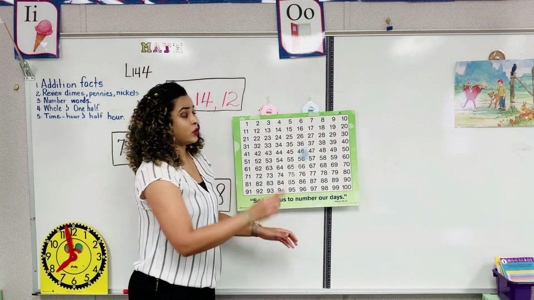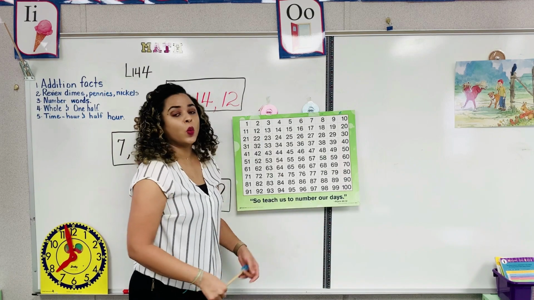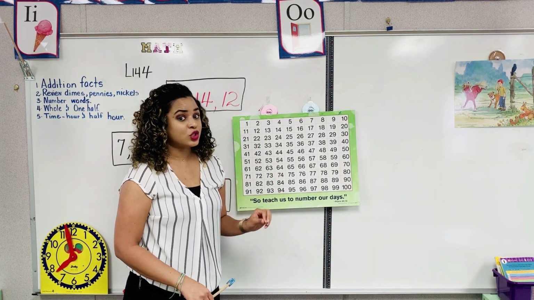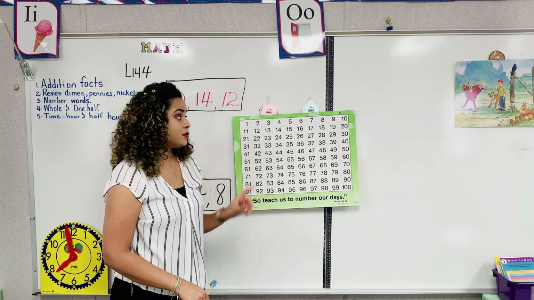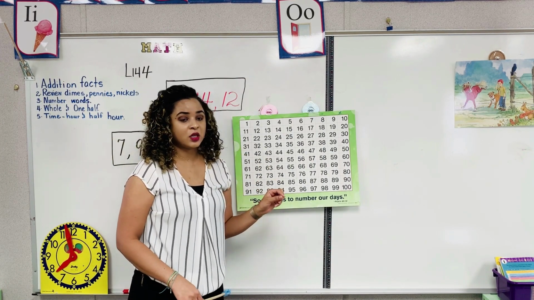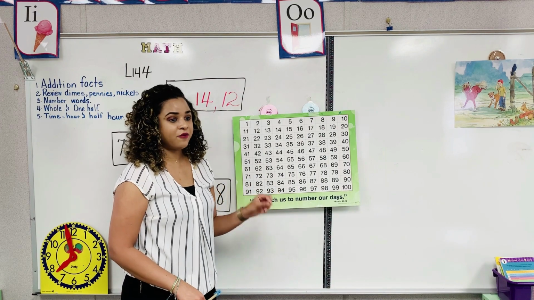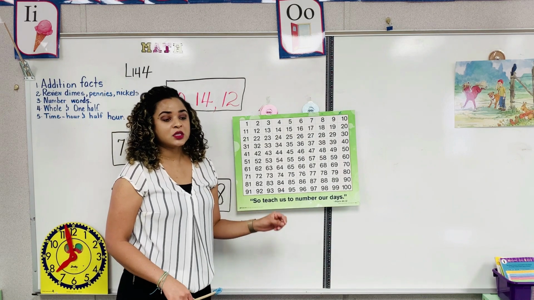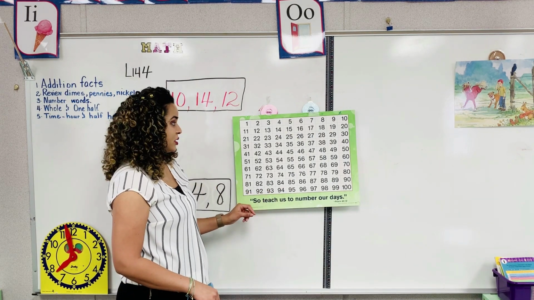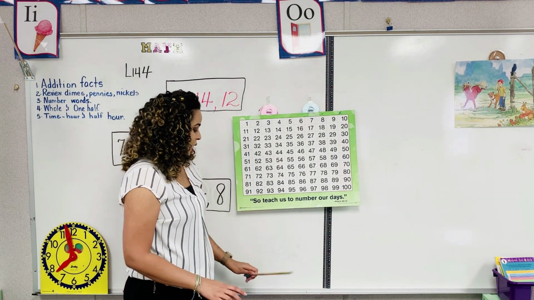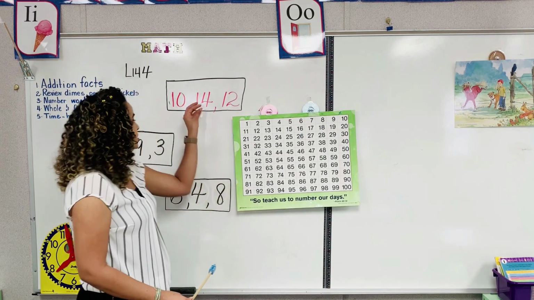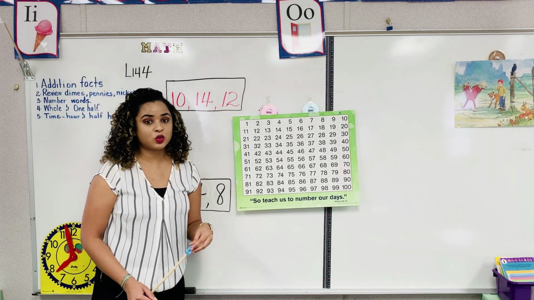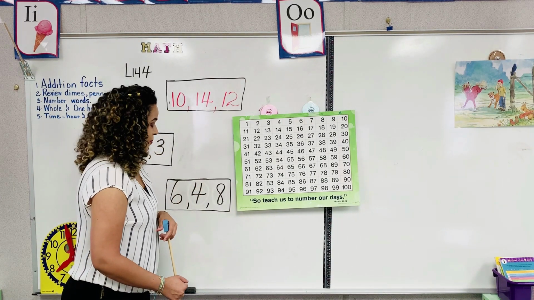We already know how to count to 100. We already know how to count by 5s, by 10s, by 2s, by 1s. Today we are going to use a number chart to identify smaller numbers and larger numbers, smallest to largest. Okay? I have written some groups of numbers on the board. Those are the numbers we are going to work with.